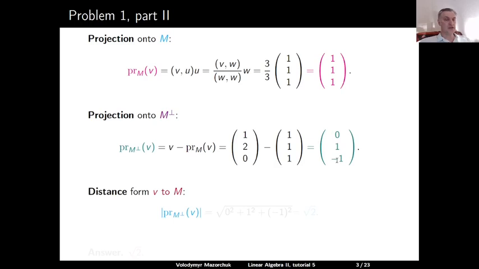And so the distance from the vector V to our subspace M is the length of the orthogonal projection of V onto the orthogonal complement to M. That is the length of the vector 0, 1, minus 1. And this length is equal to the square root of 0 squared plus 1 squared plus minus 1 squared, which is the square root of 2. So the answer to our problem is: the distance from V to M is the square root of 2. This completes problem 1.